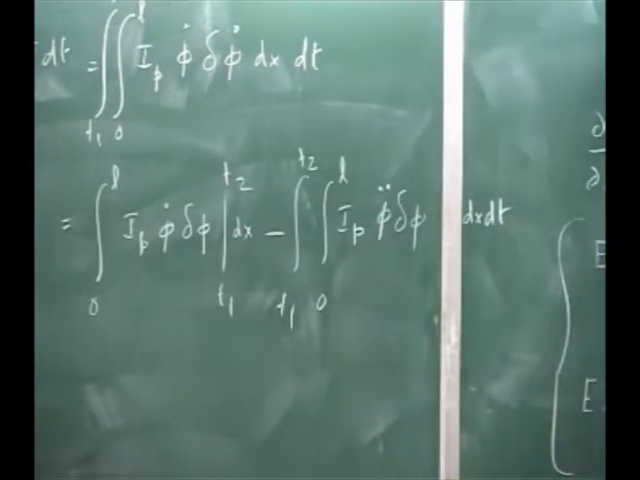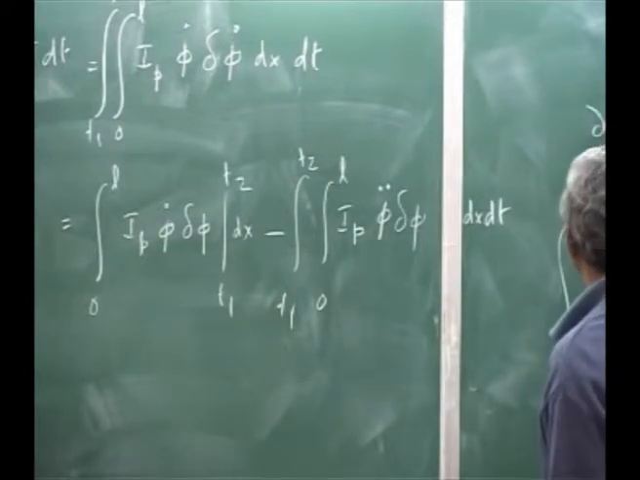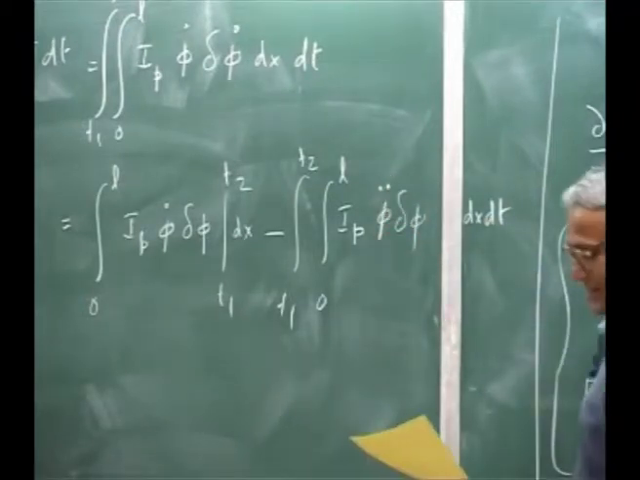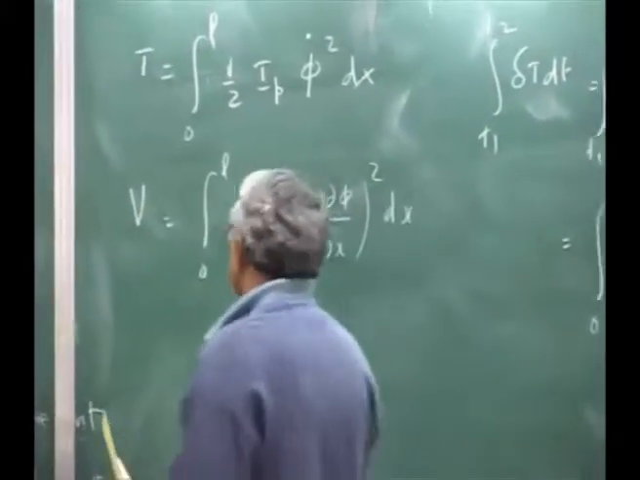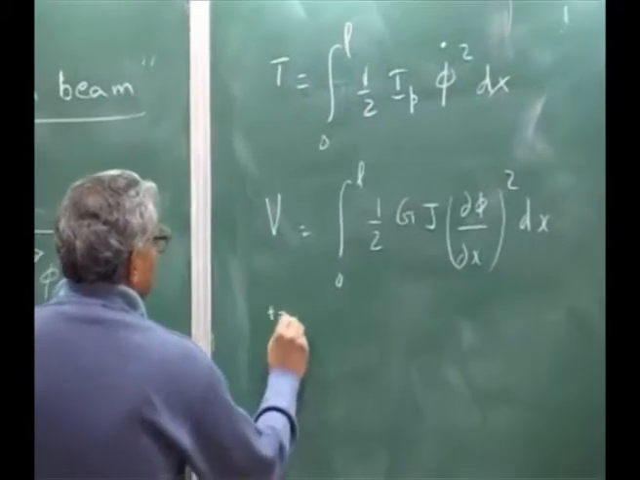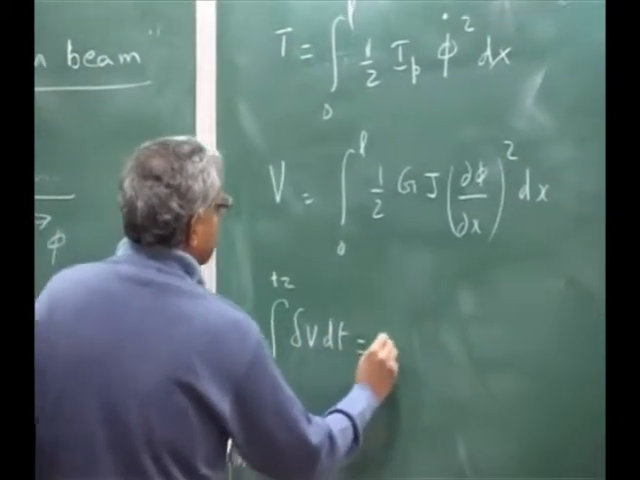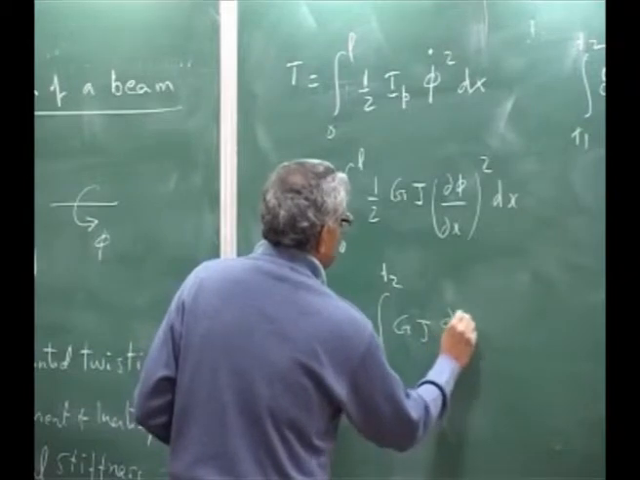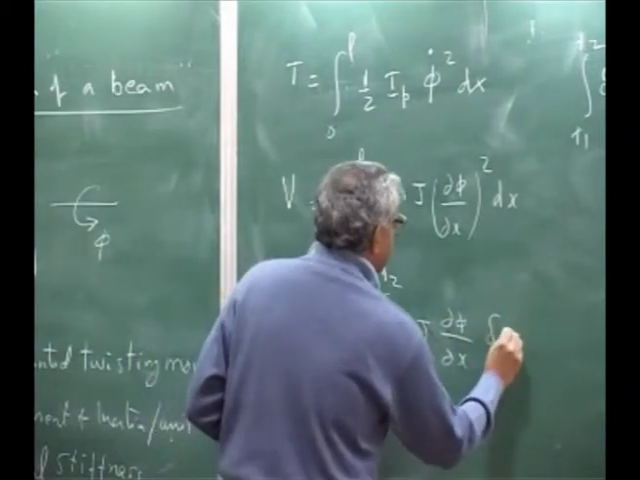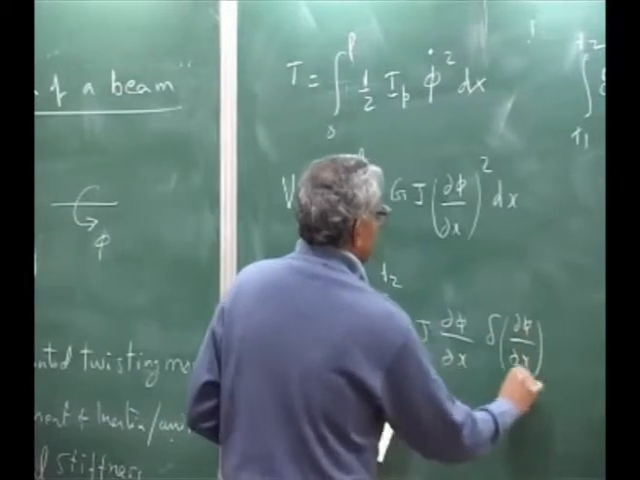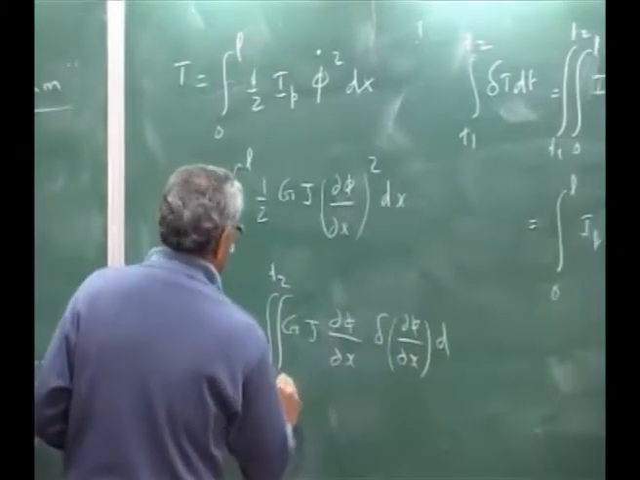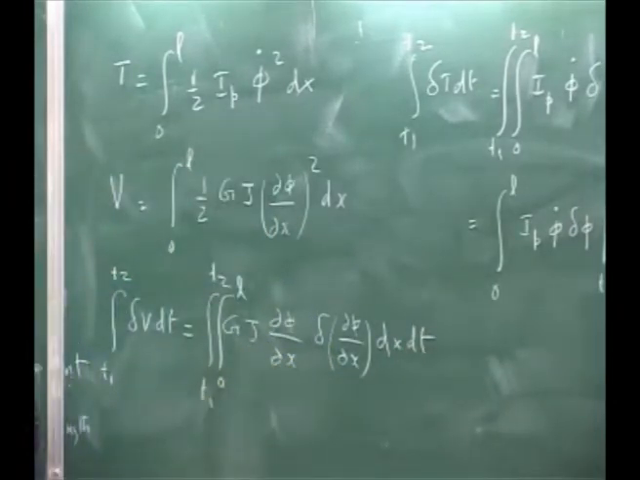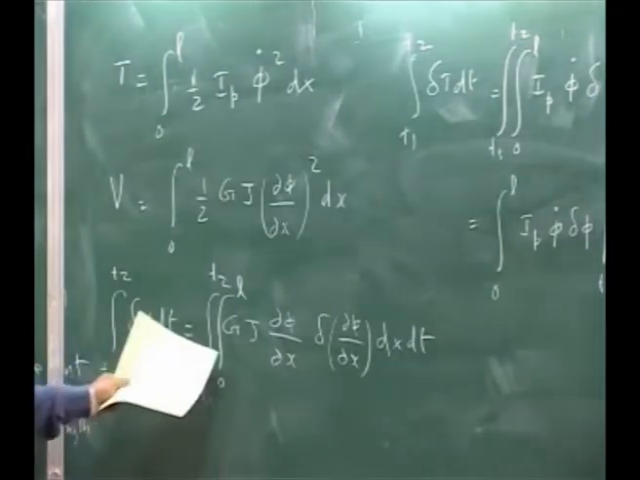Maybe I erase this part, not necessary. Okay. Or let it be there, no problem. You have obtained this for the delta T. Similarly, you go and write for delta V. You will have the integral from T1 to T2 of delta V dt, which is the integral from T1 to T2 of GJ, delta phi by delta x, into delta of delta phi by dx dt. Okay. Again you integrate by parts.